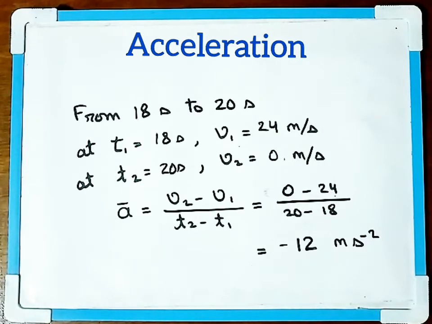In the first case, you have a positive acceleration, which means that the velocity is increasing. And in this case, you have a negative acceleration because the velocity is decreasing. In other words, this is a deceleration. Negative acceleration can also be called deceleration or retardation, when you decrease the velocity.